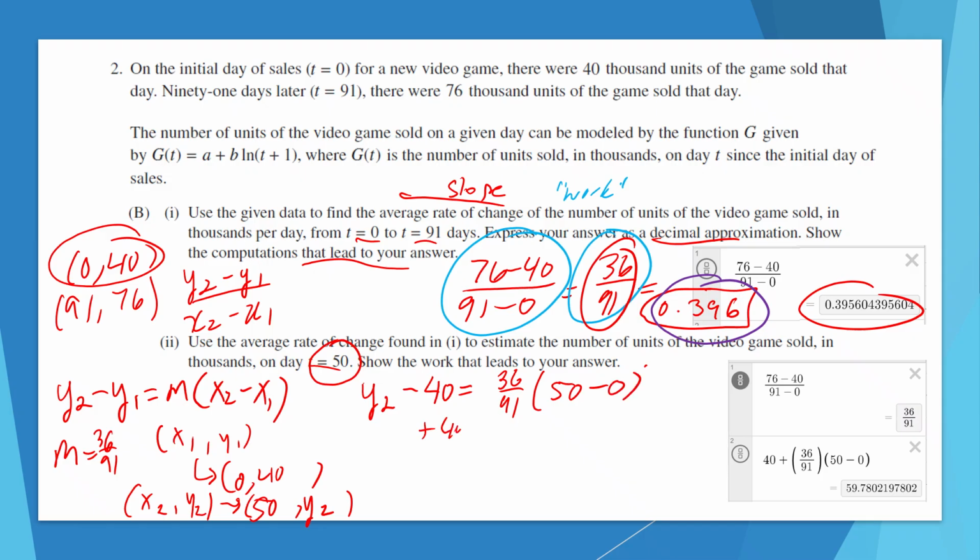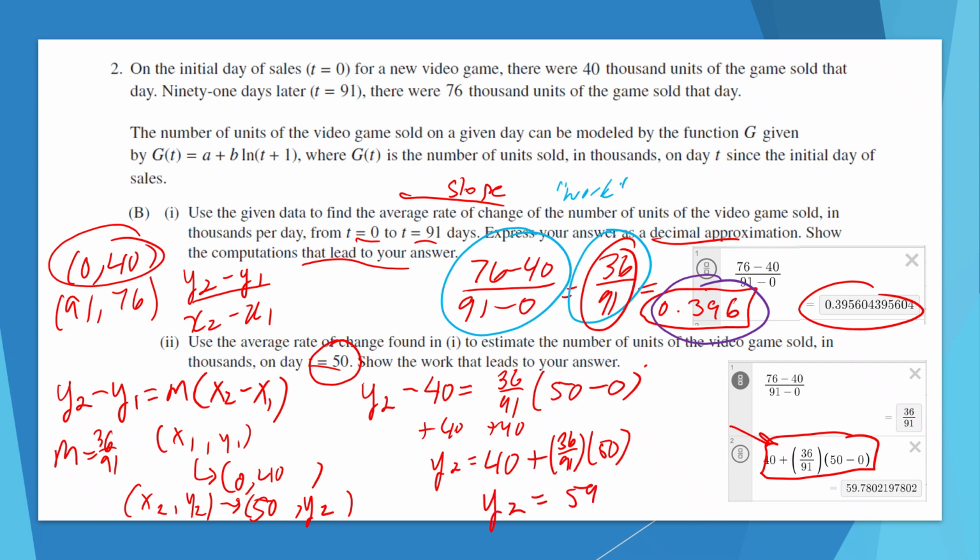I'm going to add 40 to both sides to get y2 equals 40 plus 36 over 91 times 50 minus 0, or 50. This is what I plugged into Desmos now to find my answer, to get y2 equals 59.780. It's okay if you say y2 is around, if you round that to 60,000 video games sold.